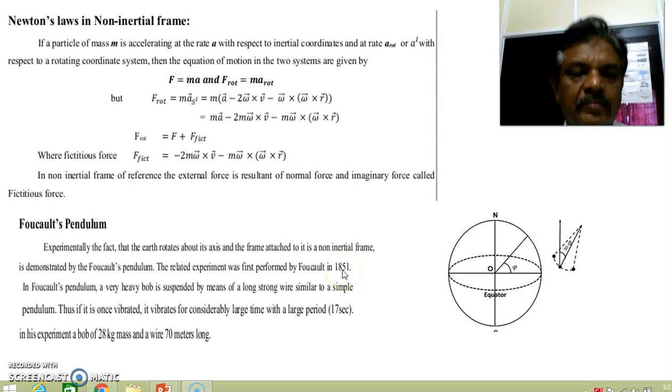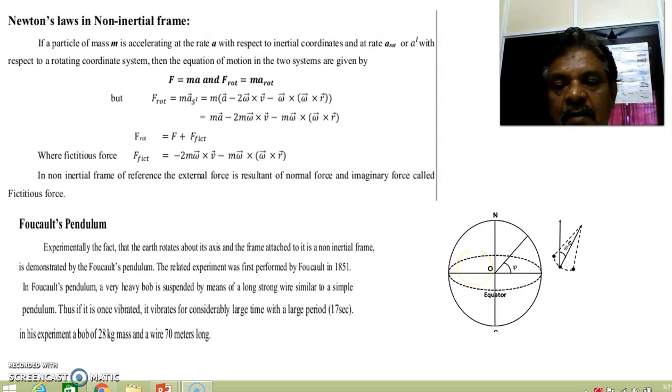Hi, good afternoon. Welcome to the continuation session of engineering mechanics, first unit for engineering physics students. In the previous session, we learned about Newton's laws in inertial and non-inertial frames of reference. Let us know about the Foucault pendulum.